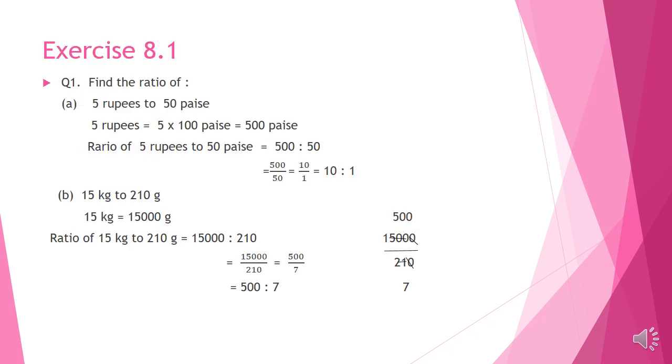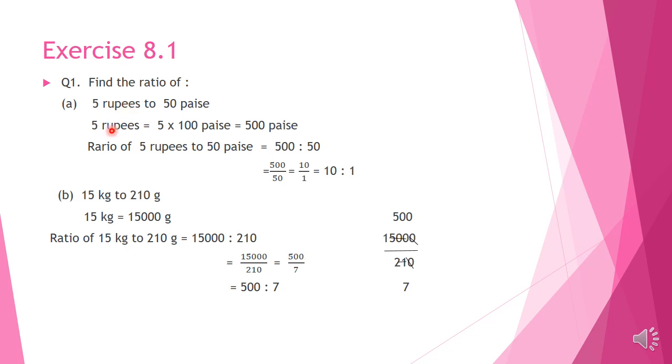Exercise 8.1. Now let us solve. Question number 1. Find the ratio of 5 rupees to 50 paise. Children, here we have to find the ratio, and a ratio we can form between the same units. Here the unit is rupees and here the unit is paise. So you have to make them the same unit. You can convert rupees into paise.